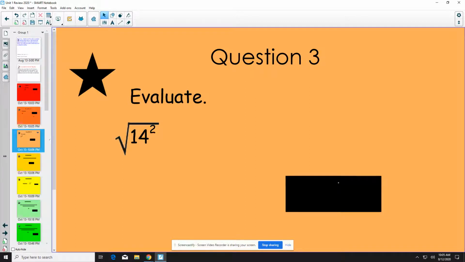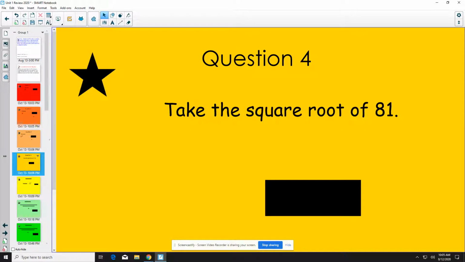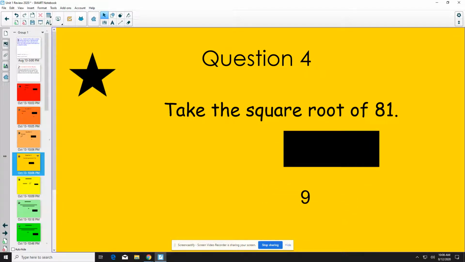Square root of 14 squared is 14. When you square a number and then take the square root, those operations undo each other and you get the same number back, 14. Number 4, take the square root of 81. Square root of 81 means what number times itself gives you 81? That would be 9.